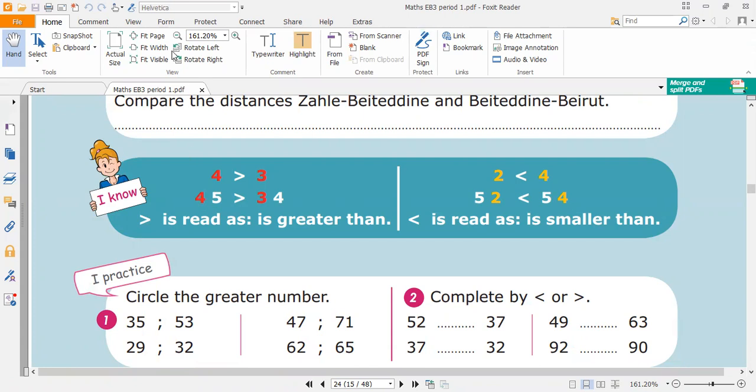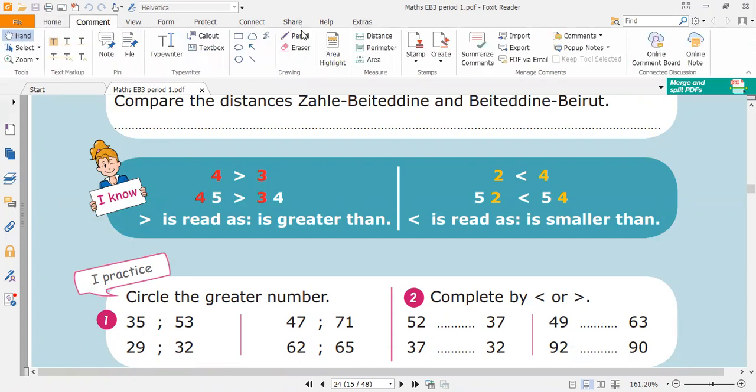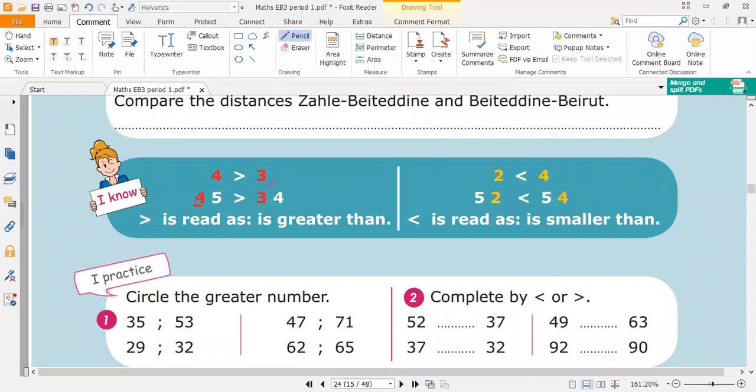I first look at the tens digit. Where is the tens? Here I have 4 tens and here I have 3 tens. So, which is greater? 4 is greater than 3. So, I compare the tens, okay? I first compare the tens. 4 is greater, so I say the number 45 is greater than 34.